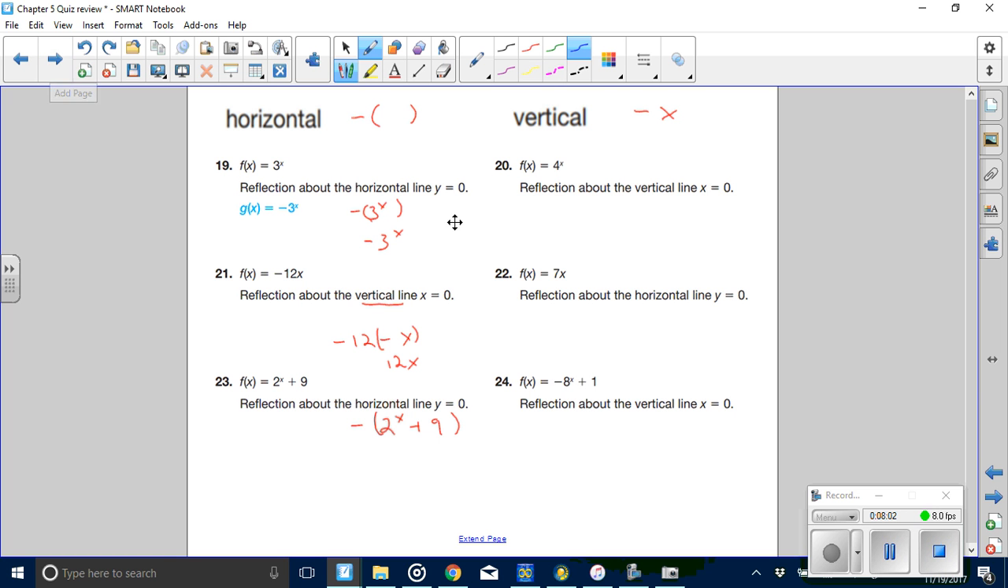All right, number 20 here, we're going to do 4 to the x, and it is vertical, so we're just going to apply the negative straight to the x here, and we have 4 to the negative x, and that's it. That's all we have to do.